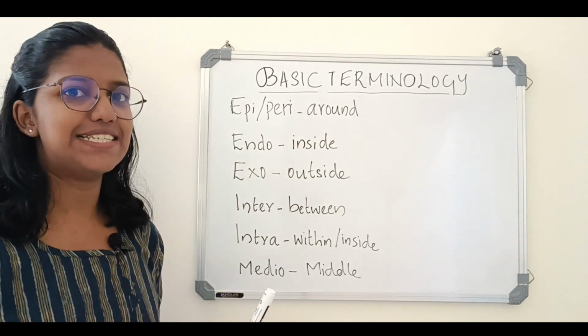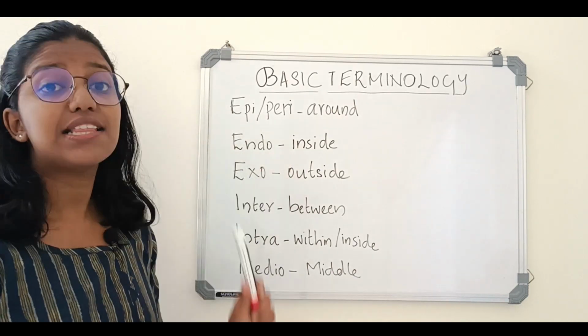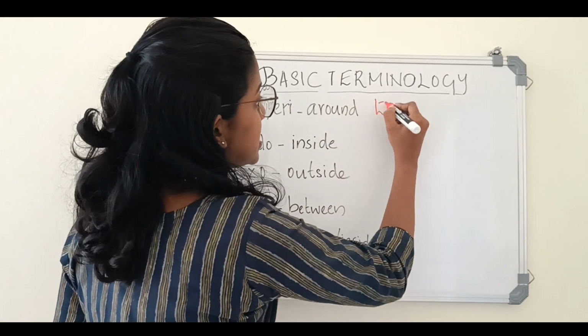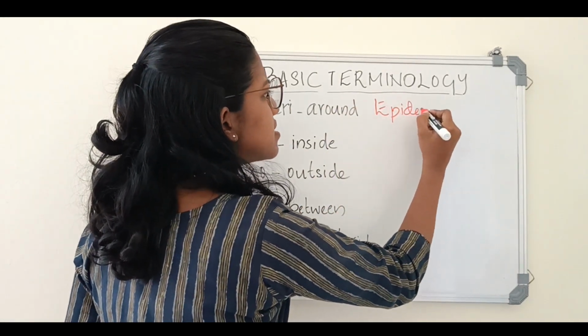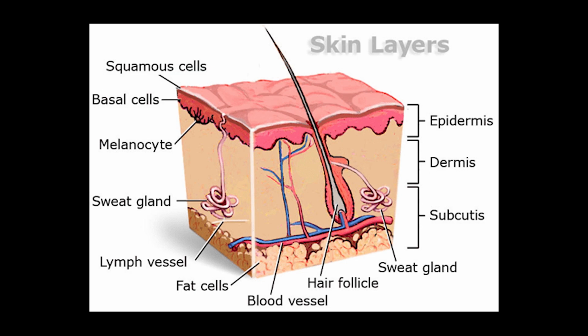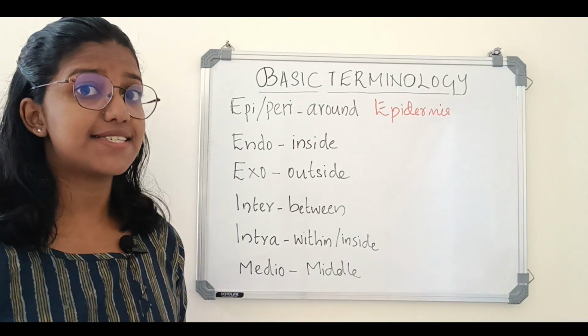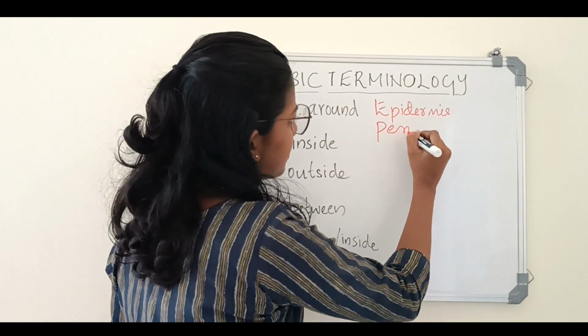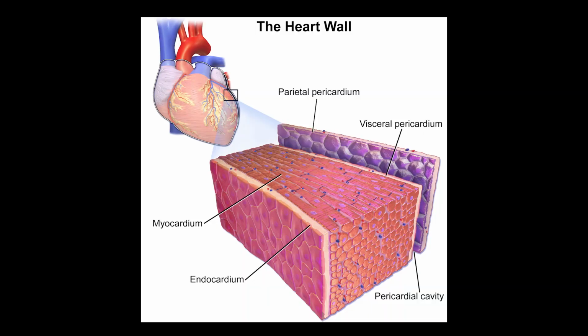Our first term is epi or peri. That means around. As an example, we could say epidermis. Epidermis is the layer which is around the dermis. Or we could say pericardium. Pericardium is the outer layer of the heart, or cardio.